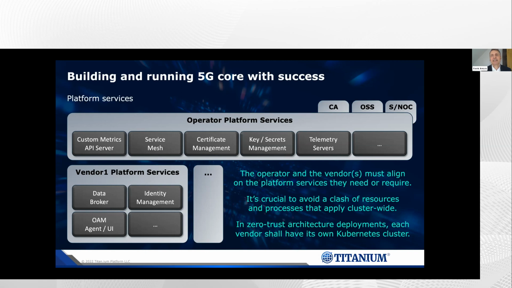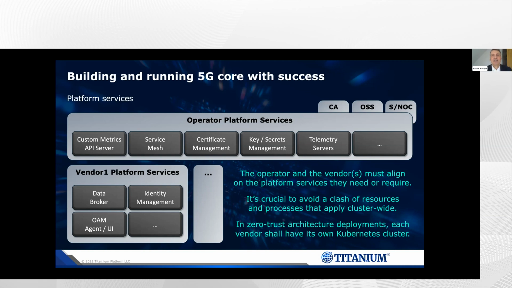The trick here, or the challenge here, is that some of the platform services can be installed only once on the cluster. An example of it is the custom metrics API server. You know it as the Prometheus adapter. Only one instance of such a server can terminate the custom metrics API. You cannot terminate the same API on multiple instances.